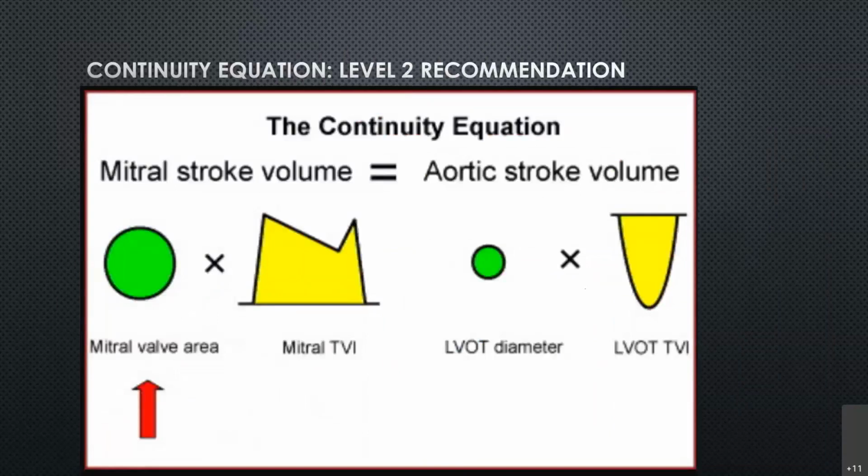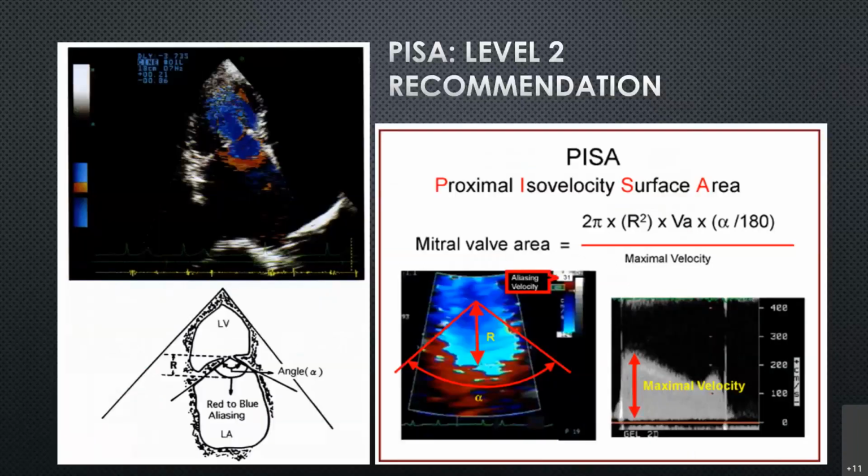And this has a level 2 recommendation. So pressure half time and direct planimetry are level 1 recommendations, and continuity equation and PISA, these two are level 2 recommendations. So PISA can be done. There was actually a question on board preps. What does PISA stand for? And they'll give you several options, so don't get confused. It's proximal isovelocity surface area. And the math around this, they will ask you. So you have to be good with this.